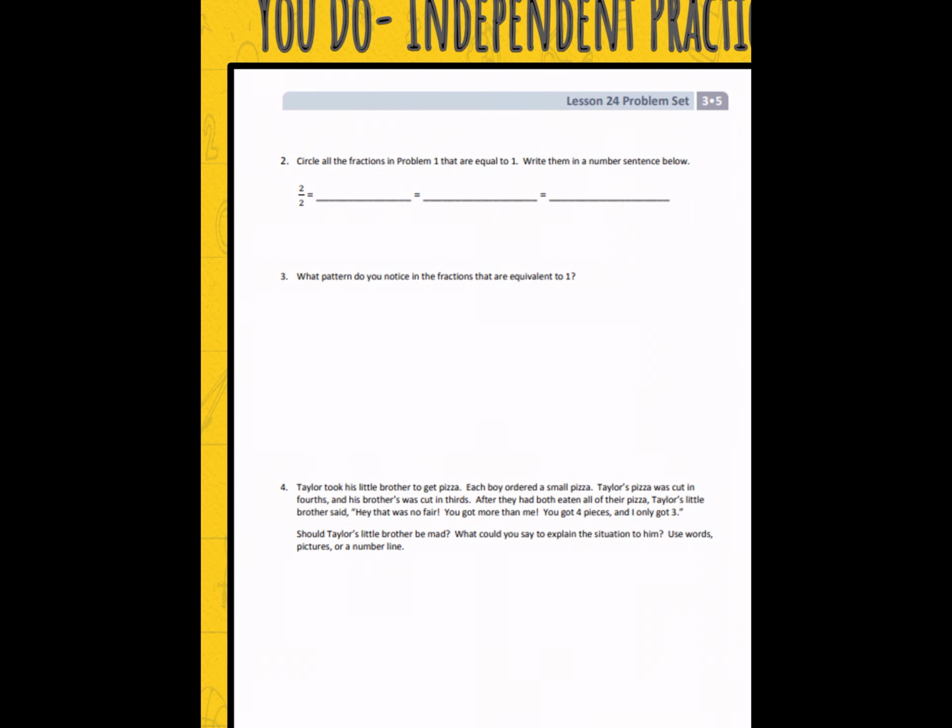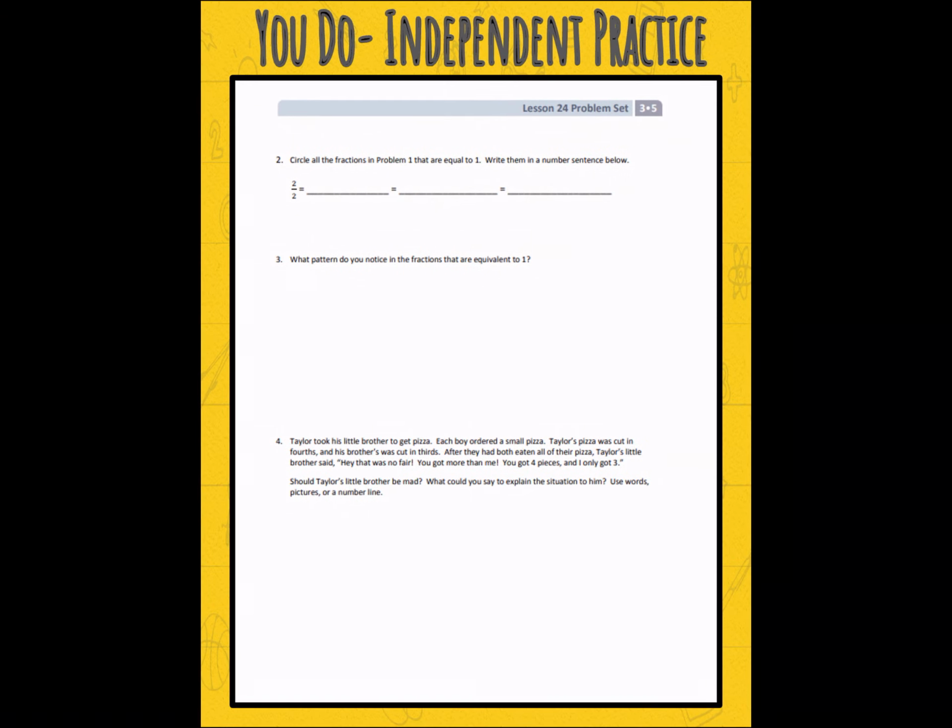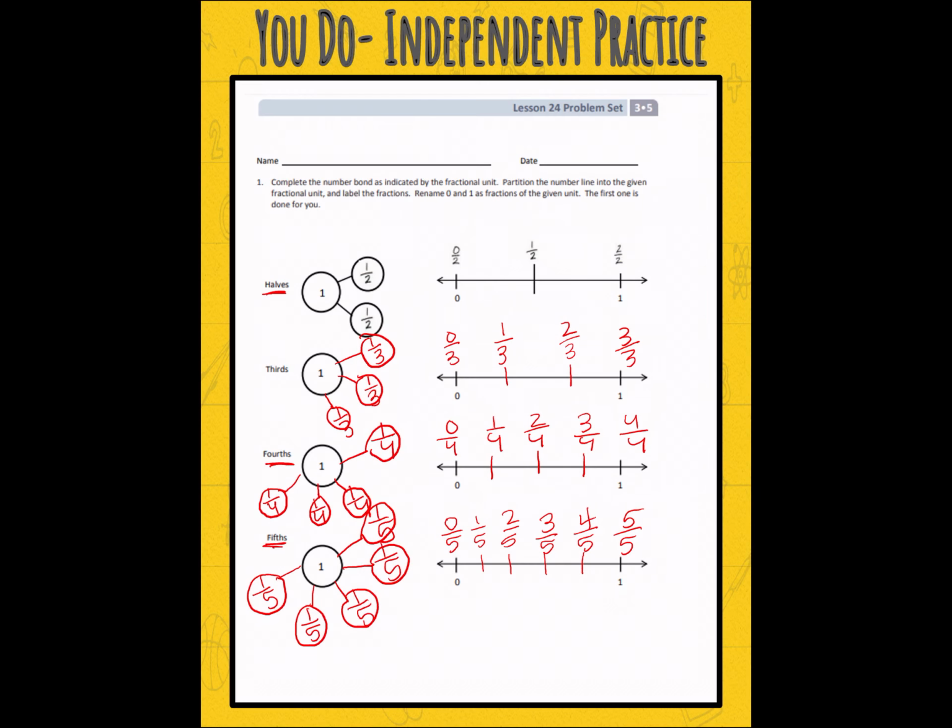All right, let's look at number 2. Circle all the fractions in problem 1 that are equal to 1. Write them in a number sentence below. Ooh, this is tricky. We need to kind of go back and forth. So, circle all the fractions in problem 1 that are equal to 1 and write them in the number sentence. So let's go back. All the fractions that are equal to 1.